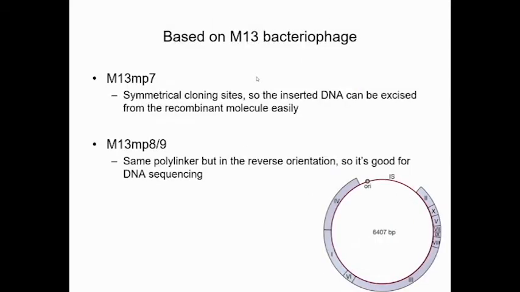So these are the E. coli based vectors. And then for the M13 bacteriophage, the important thing is they can produce a single-stranded DNA, and the reason you need single-stranded DNA is that you can use it for DNA sequencing. That's why you use these M13 bacteriophages. And also they have symmetrical cloning sites. The insert DNA can be excised from the recombinant DNA easily. So this is the M13 bacteriophage, all right?